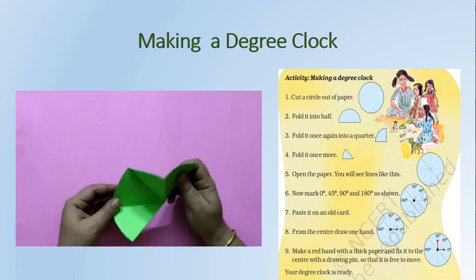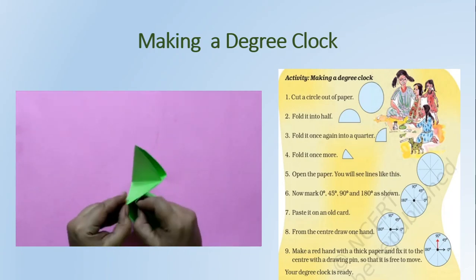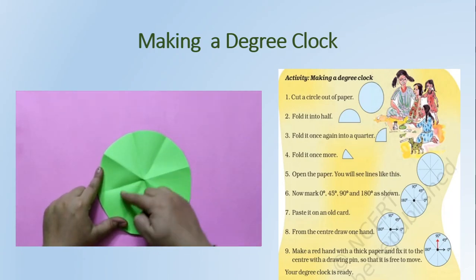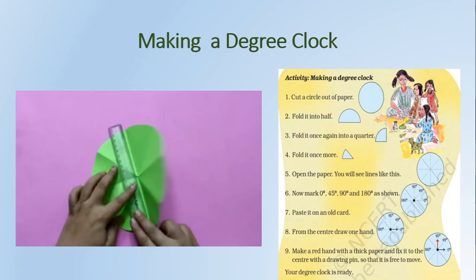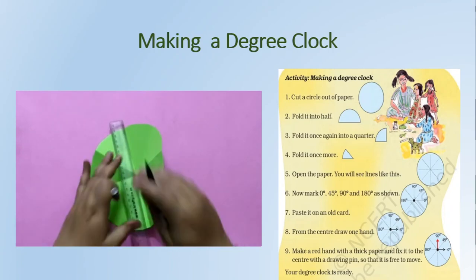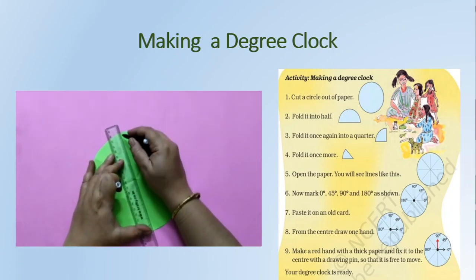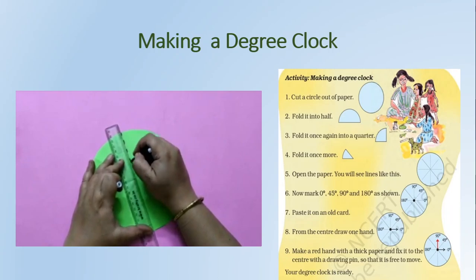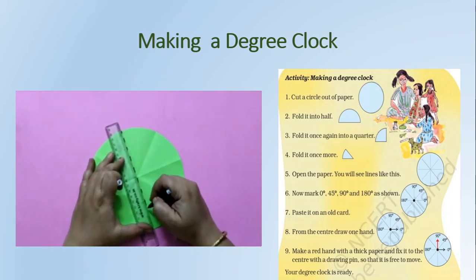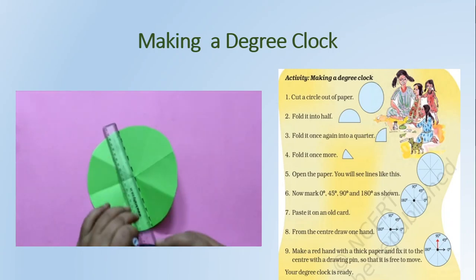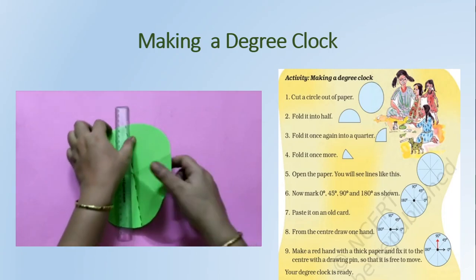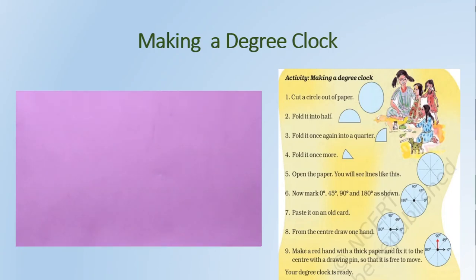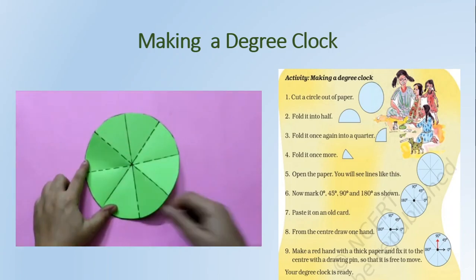Now open the paper. You will see the lines like this. Now using a scale and a pen, draw the lines, dotted lines, or you can draw straight lines. You have to join all the lines. As you can see, I have already joined all the lines.